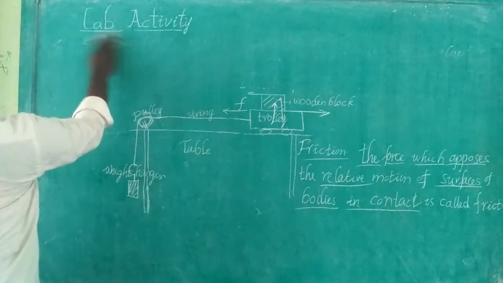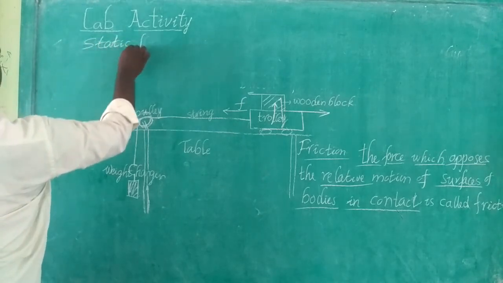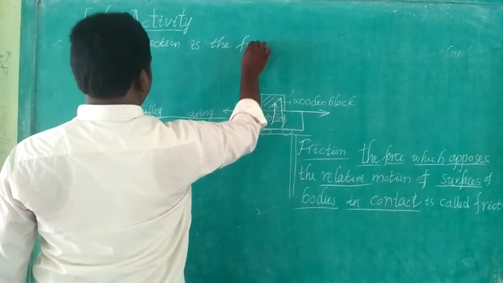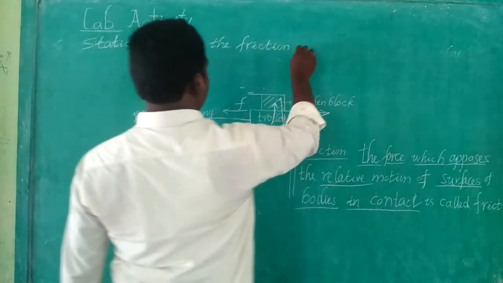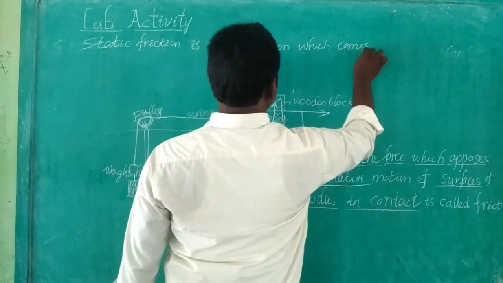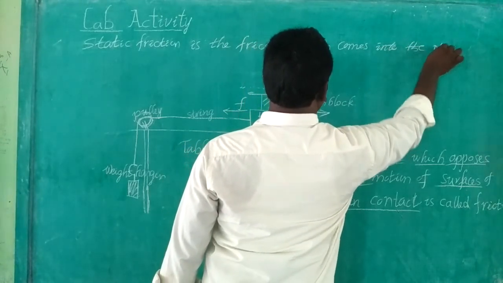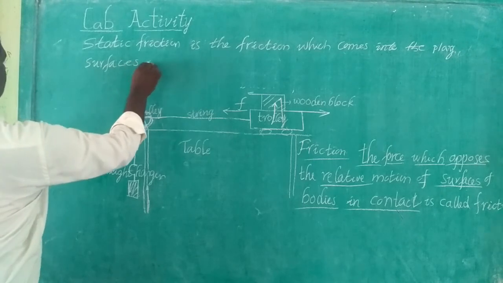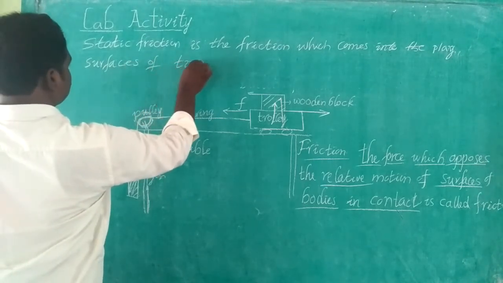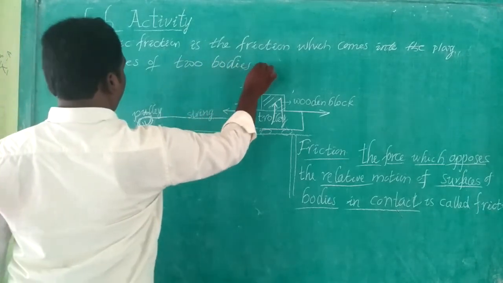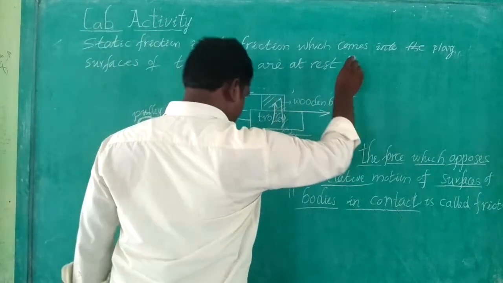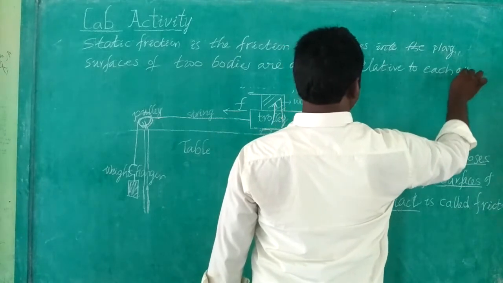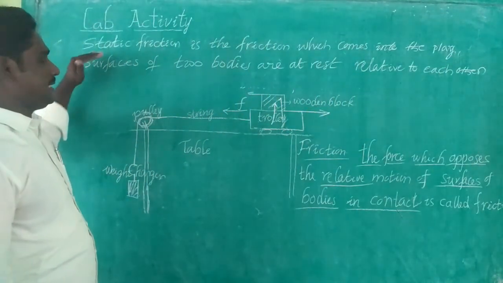Okay, next one is static friction. Static friction is the friction which comes into play when the surfaces of two bodies are at rest relative to each other. This is called static friction.